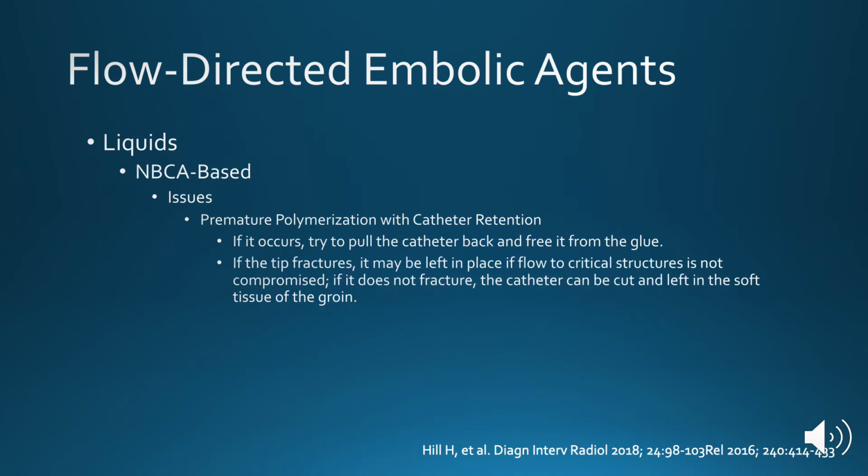If the catheter does get retained, you can certainly try and pull the catheter back and free it from the glue, but you don't want to use too much tension because it can cause soft tissue trauma. If the tip fractures, it can be left in place, especially if flow to critical structures is not compromised. And if it doesn't fracture, you can cut it at the skin surface and leave it in the soft tissues of the groin.